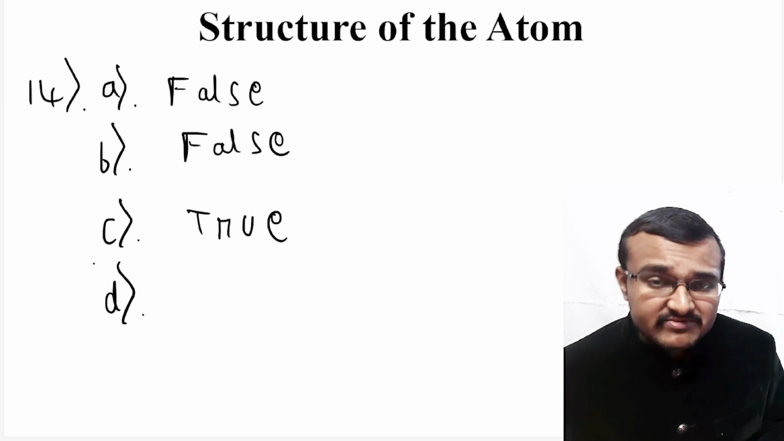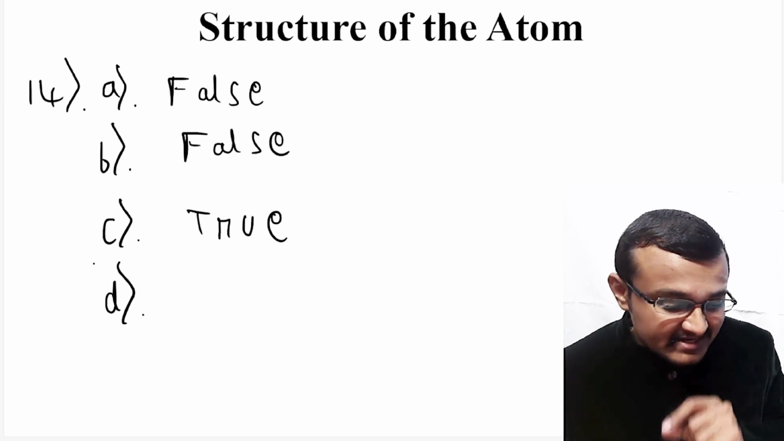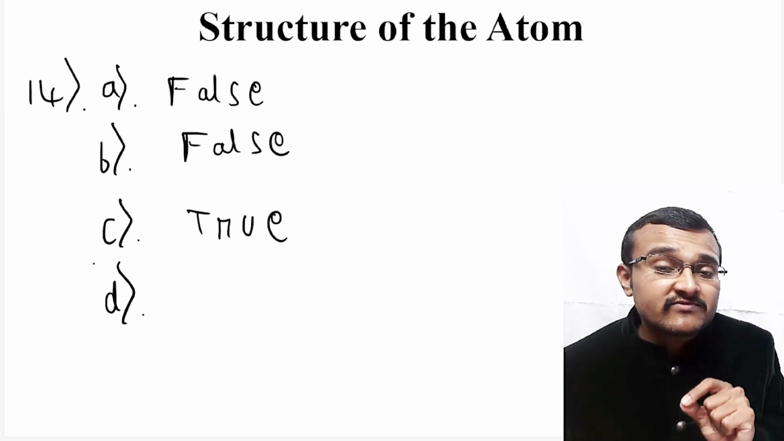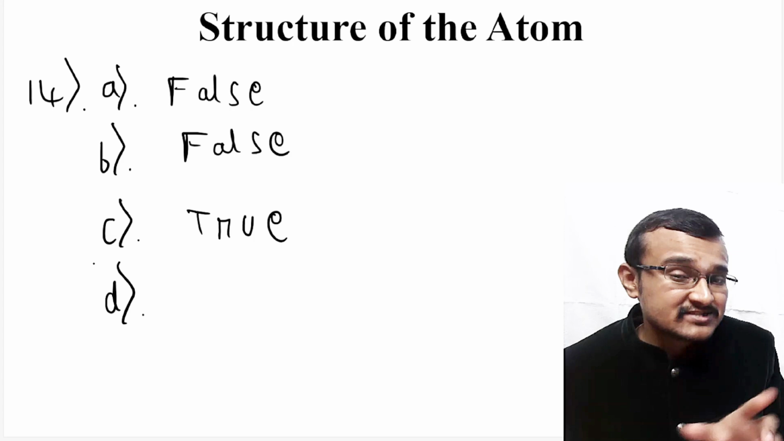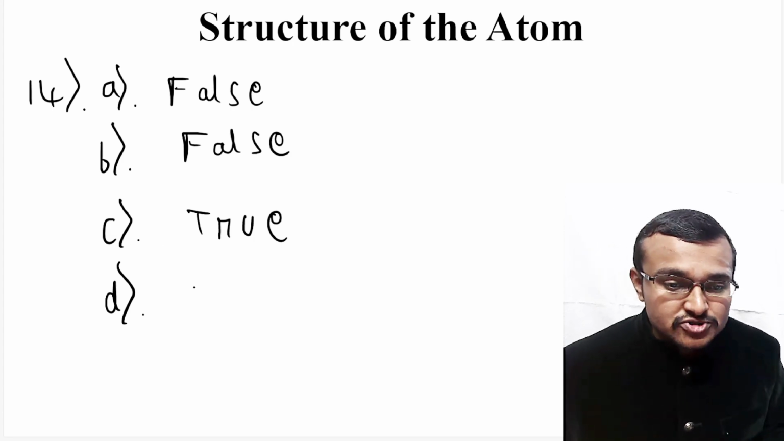Coming to the fourth statement, they have given: an isotope of iodine is used in making tincture iodine, which is used as a medicine. Actually, one of the isotopes of iodine is used in treating goiter. It is not used as the tincture. So that's why this statement is also false.